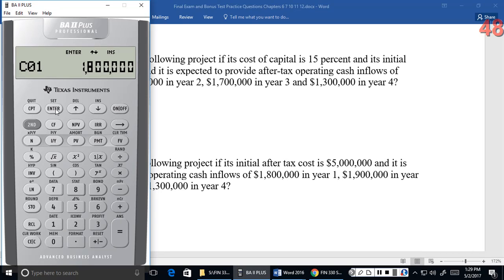Press the enter key, and that's positive, so we'll just press the enter key. Press the down arrow. The frequency is set to 1, which is what we want it to be, so we will press the down arrow key and go to cash flow 2, which is $1.9 million.